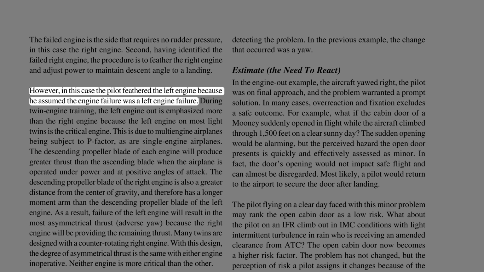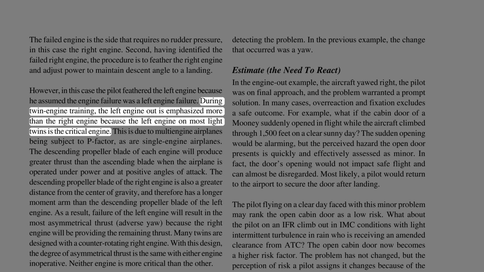However, in this case, the pilot feathered the left engine because he assumed the engine failure was a left engine failure. During twin engine training, the left engine out is emphasized more than the right engine because the left engine on most light twins is the critical engine.